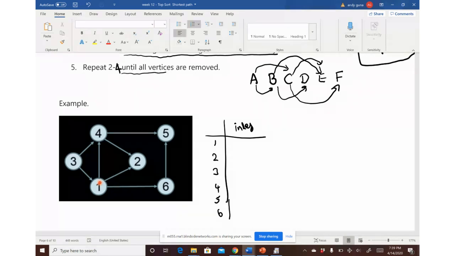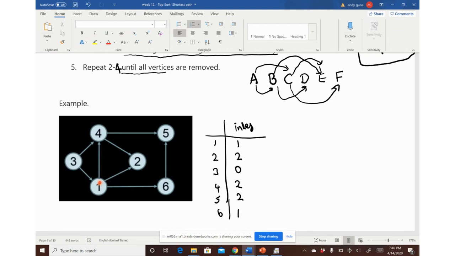So in degree of 1 is 1, in degree of 2 is 2, in degree of 3 is 0, in degree of 4 is 2, in degree of 5 is 2, in degree of 6 is 1. Okay. All right. So are you okay with this? Any questions? All right. So let's do the algorithm.